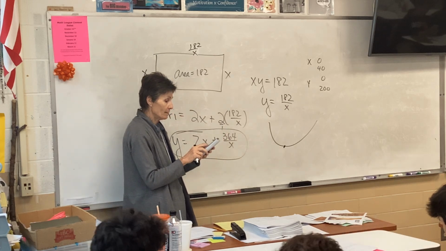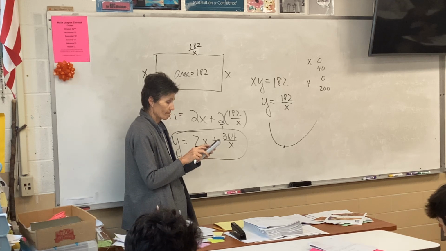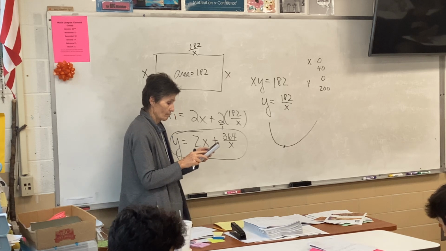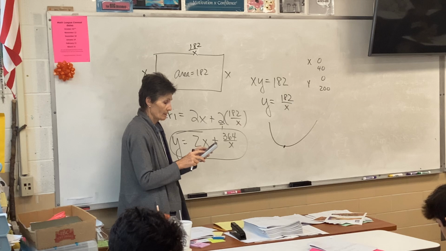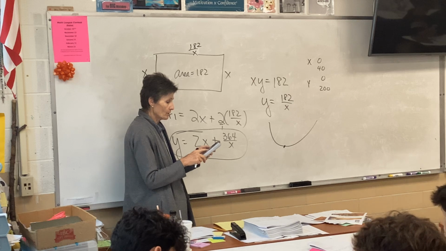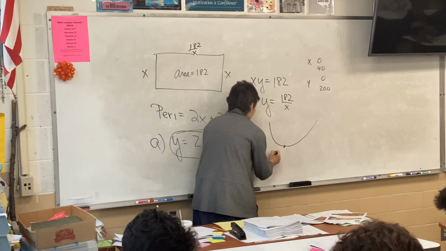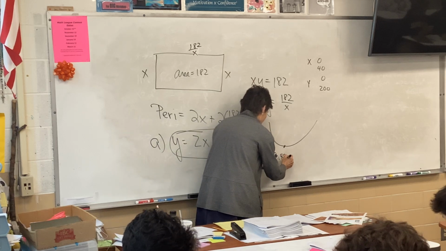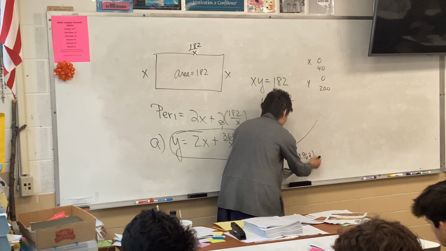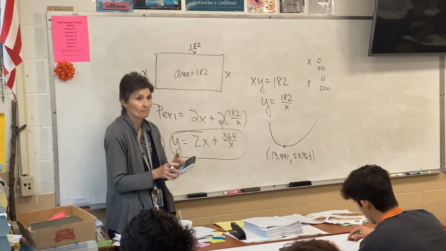So I'm going to find that minimum, so second calc minimum. And looks like that minimum happens at 13.491, comma 53.963. I'll wait a second. Did anyone else get that minimum?